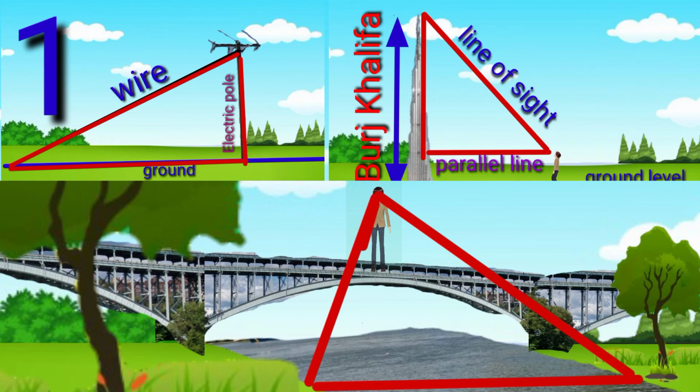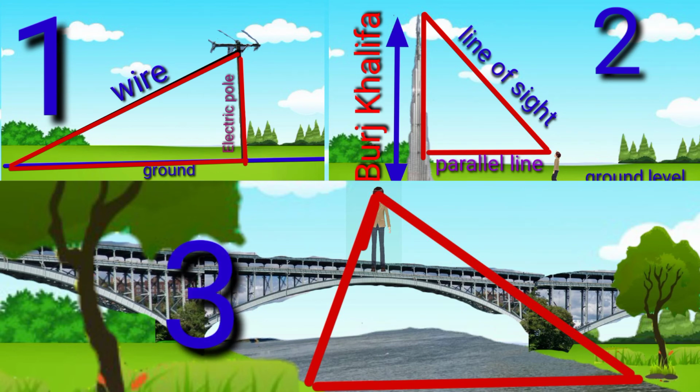Among these three examples, in the first example, we have seen a triangle shape. In the second example, the height of Burj Khalifa and also the eyesight of that man appear as a triangle shape. And the third example also shows a triangle shape. It means wherever triangle shapes appear, their heights or widths can be found using trigonometry.